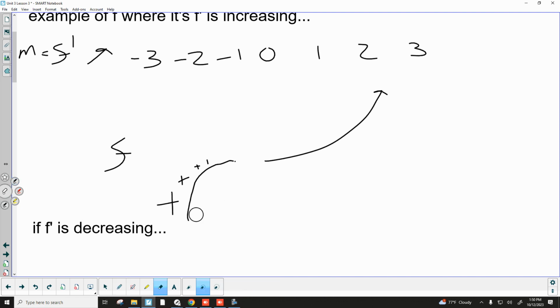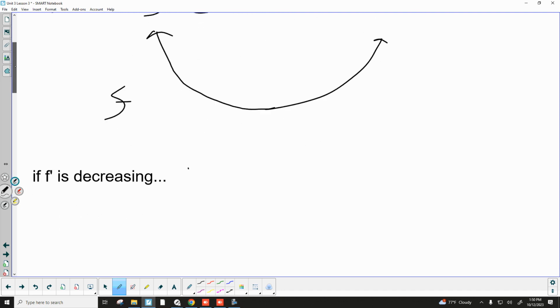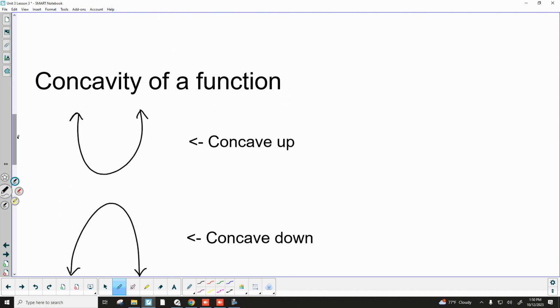And this brings us to step 3. If we know that our first derivative is increasing, we know our function is going to curve upward, be concave up. I'll use CC up to stand for concave up.